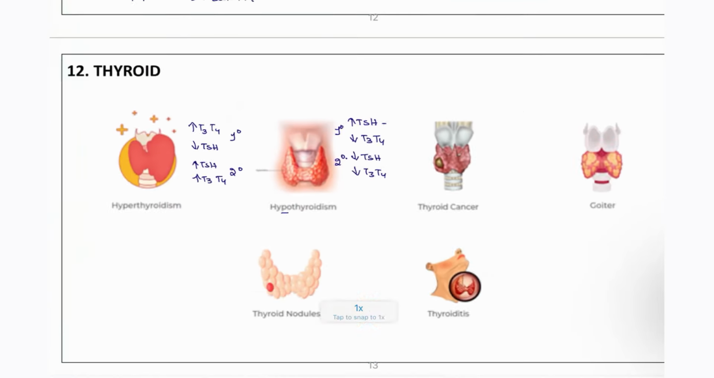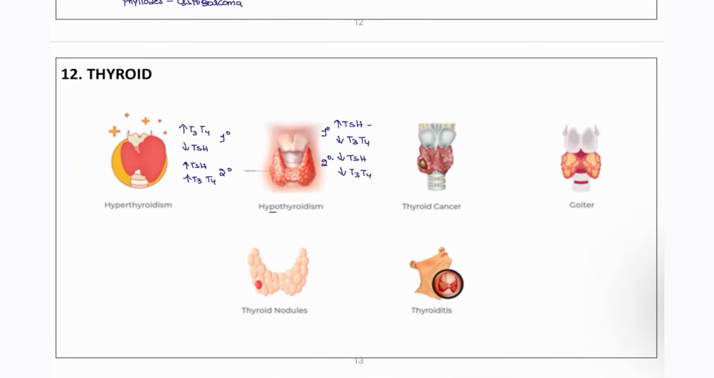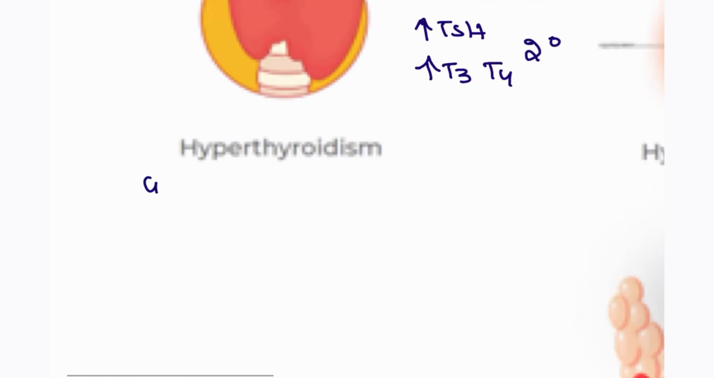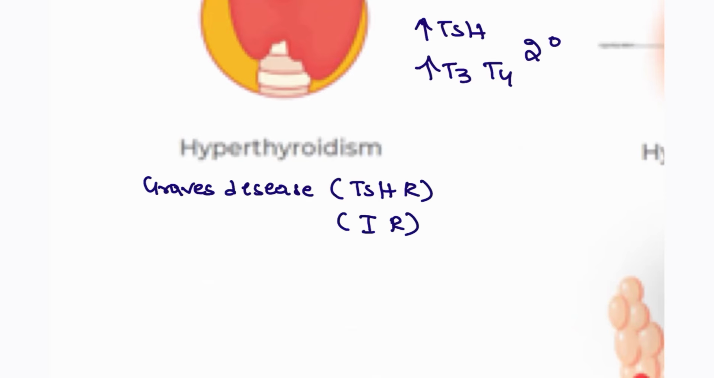Okay, next, coming to the types, what are the most common conditions associated with these? What are the conditions that will be associated here with the hyperthyroidism? Graves disease. Graves disease is the common one that we are going to see, right? What are the Graves disease antibodies that are involved, guys? Commonly it is the TSH receptor, or the iodine receptors that will be involved. Autoimmune condition. This comes under the type 2 hypersensitivity reaction.